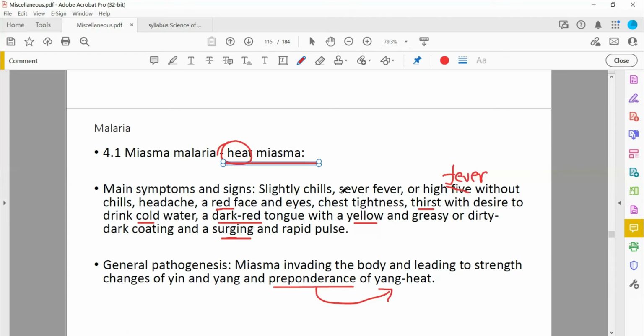This one will definitely affect the heart mind because the heat is so strong. So here, high fever without chills. This heat is so strong. Sometimes there's even a slight chills, and sometimes no chills.